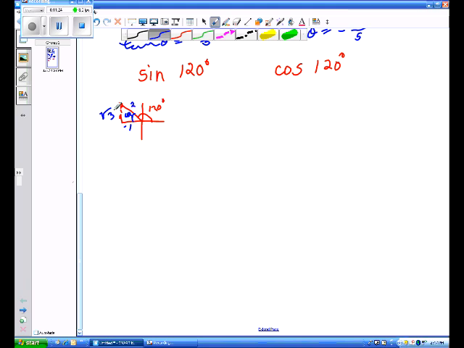So we have our x and our y, and if you wanted to write that as an ordered pair, our x is negative 1, our y is the square root of 3, and r is 2. So the sine is y over r, so it's going to be the square root of 3 over 2.